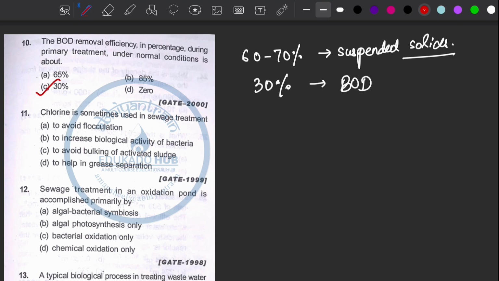Next is, chlorine is sometimes used in sewage treatment. Why? See, there will be sludge bulking. What is sludge bulking? That means if there is any type of sludge which has poor settling characteristics, it will settle down not very easily. So we call it a bulking sludge.